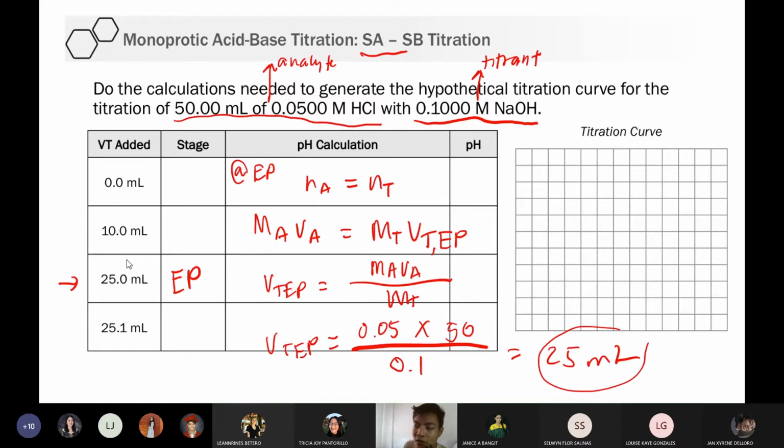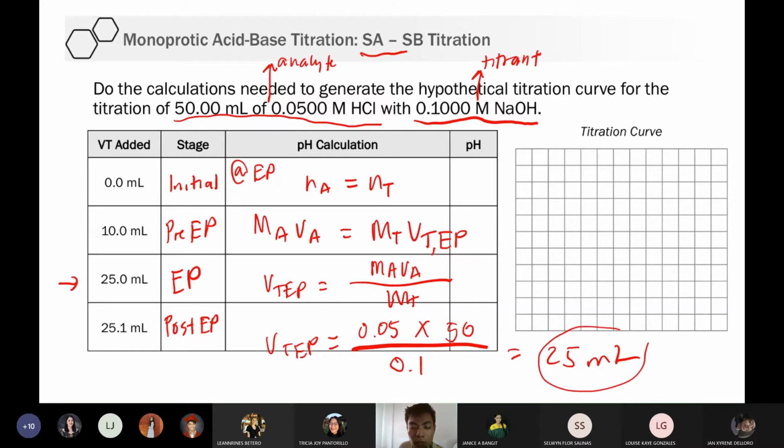So ibig sabihin nun, volume of titrant less than this is the pre-equivalence point. Ito, 10 ml less than 25 yan. Ibig sabihin, wala ka pa dito sa equivalence. Nasa pre-equivalence point ka pa lang. Ito, kapag wala kang dinagdag na titrant, edi obviously initial yan. Okay? Ito, 25.1. Lagpas ka sa equivalence point. Ibig sabihin, ito ay post-equivalence point. Okay? So, yun yung una mong gagawin sa titration.